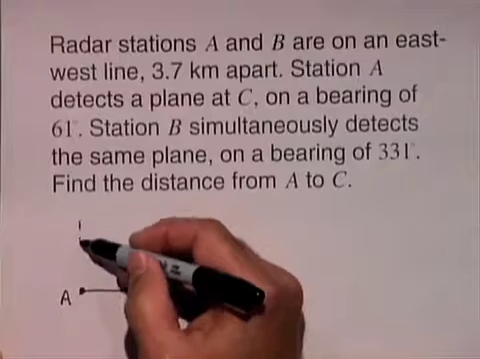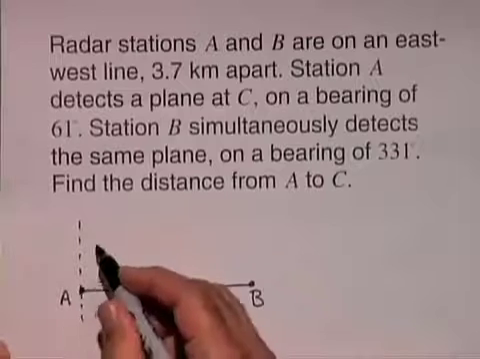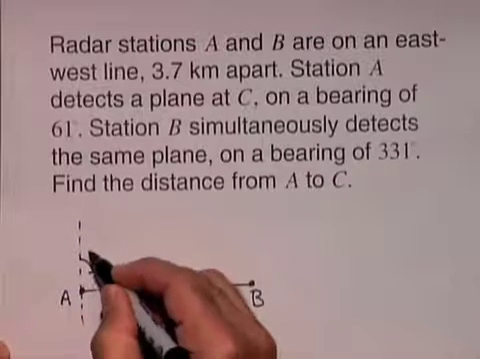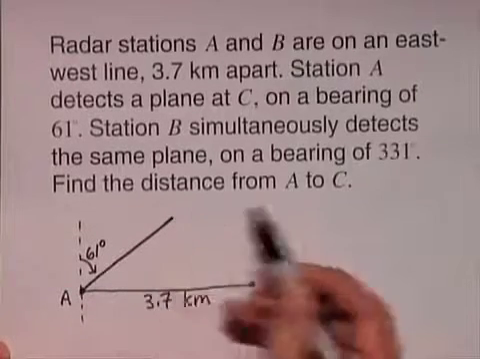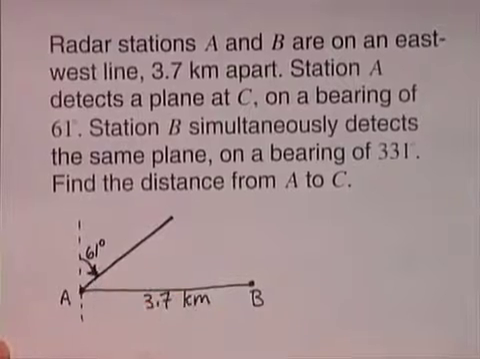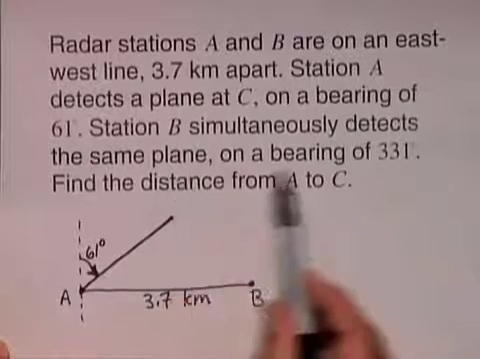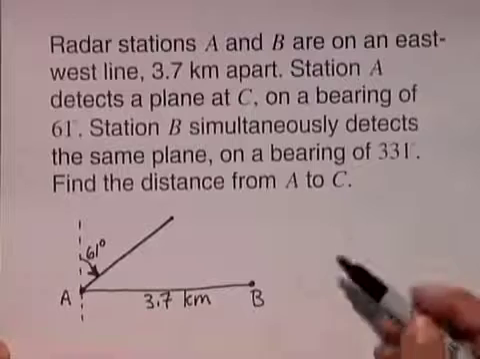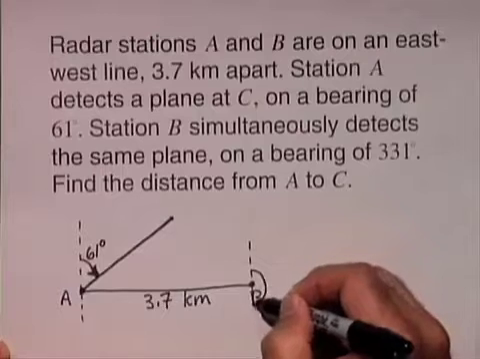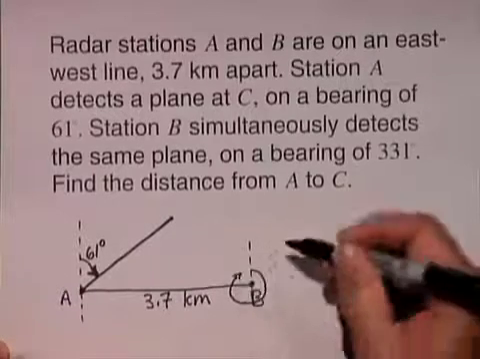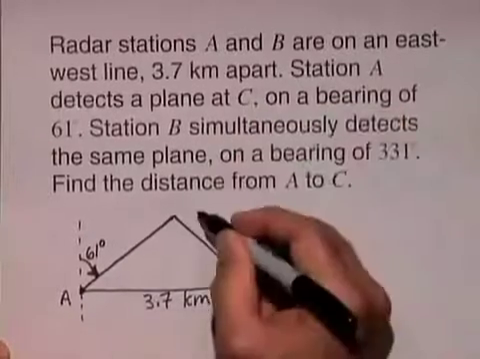Now, the way we measure a bearing is from north, which is a vertical line, and we now measure 61 degrees this way. That means we would be on a line like this. So that bearing goes all the way. Now, B simultaneously detects the same plane on a bearing of 331 degrees. So again, we draw the vertical, and we measure 331 degrees this way, and then we draw a line meeting it here at point C.